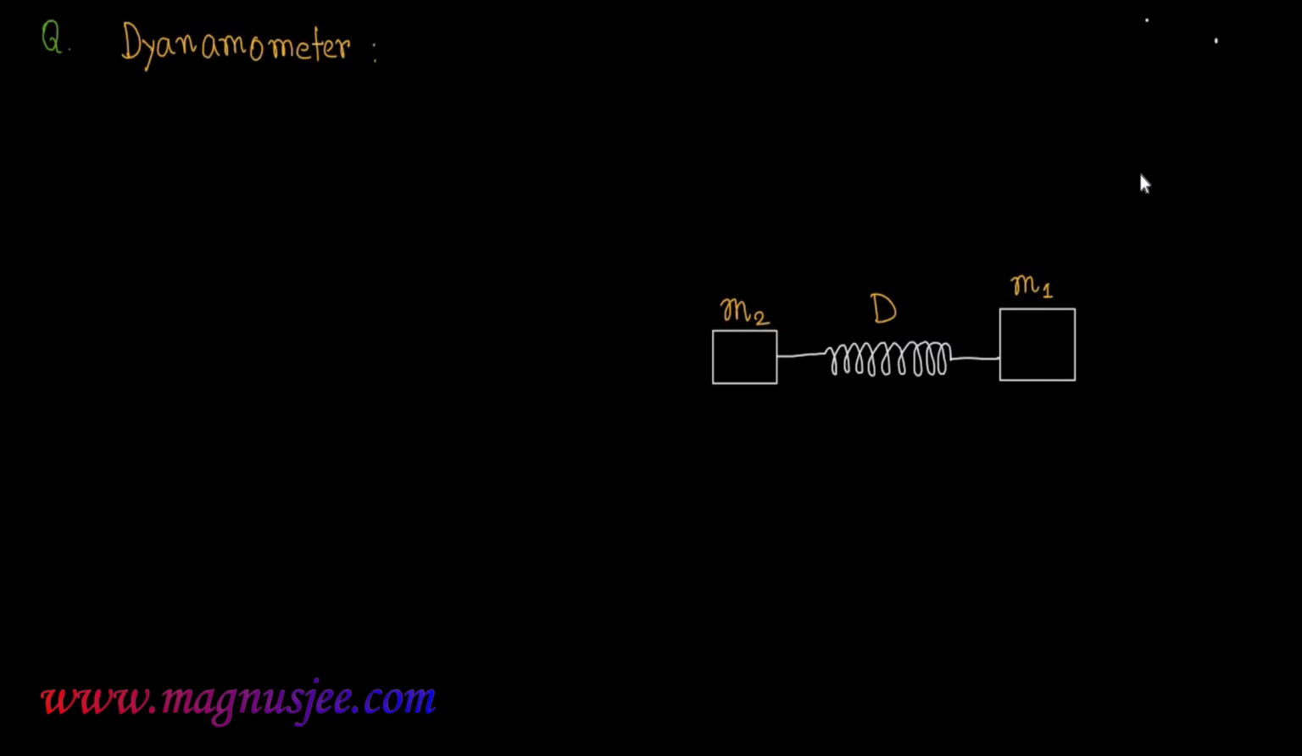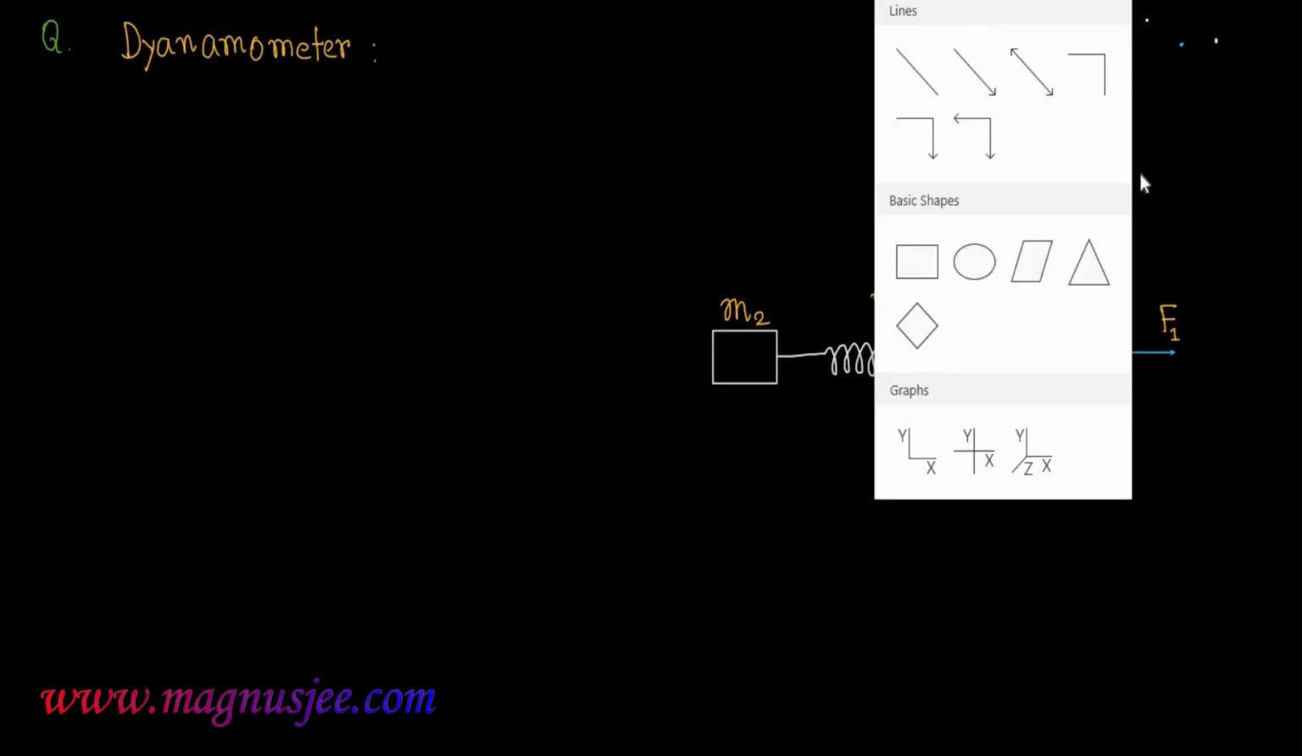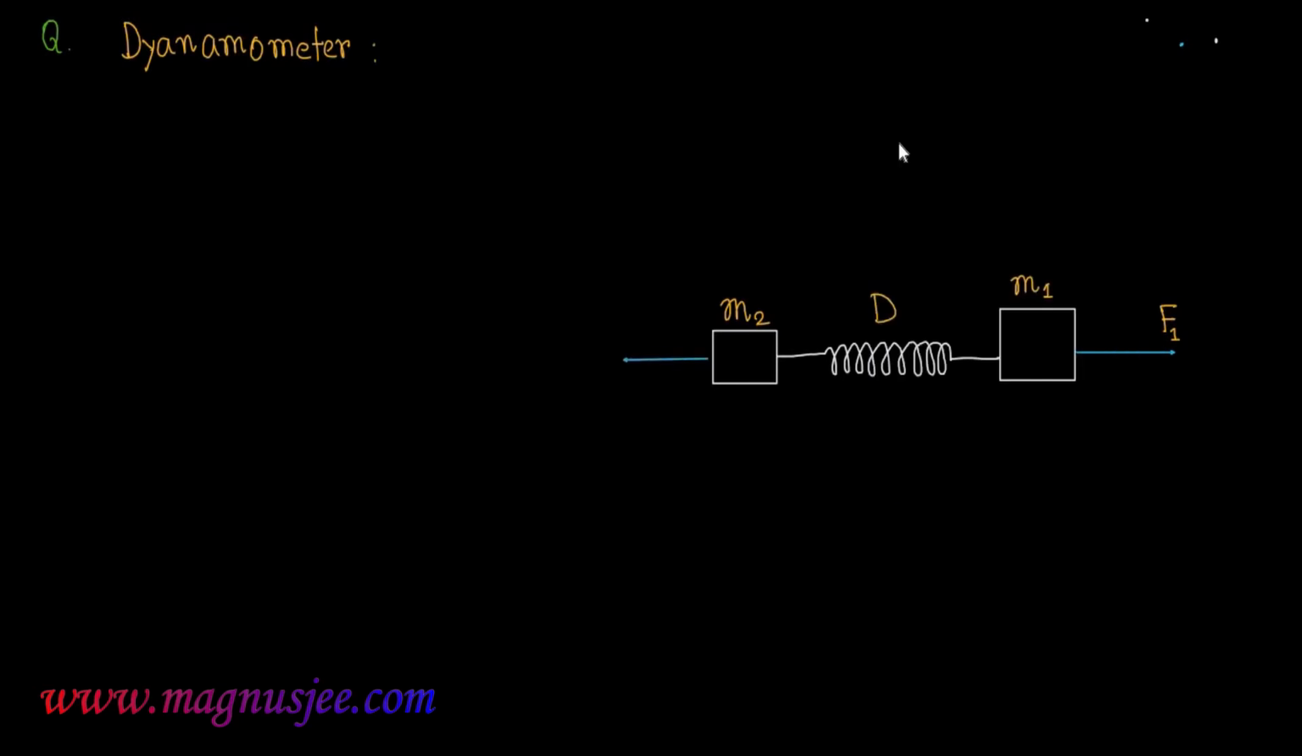M1 and M2 are the masses of the two blocks or two bodies in a dynamometer, and the body of mass M1 is pulled with a force F1. Similarly, the other body of mass M2 is also pulled by applying a force F2 towards left, and this is a dynamometer.